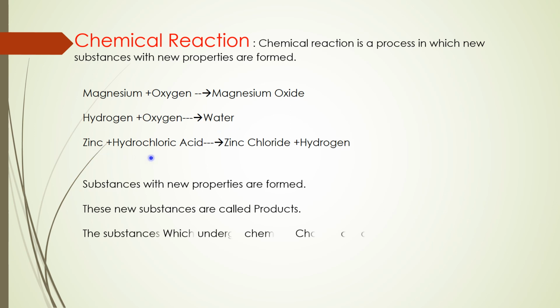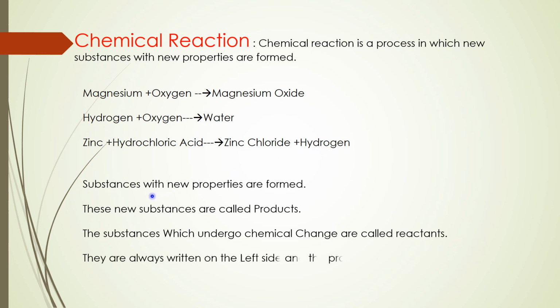Zinc and hydrochloric acid react with each other to give zinc chloride and hydrogen. New substances are formed with completely different properties. Substances with new properties are formed in a chemical reaction. Now, what do we call these new substances which are formed in a chemical reaction? These new substances are called products.